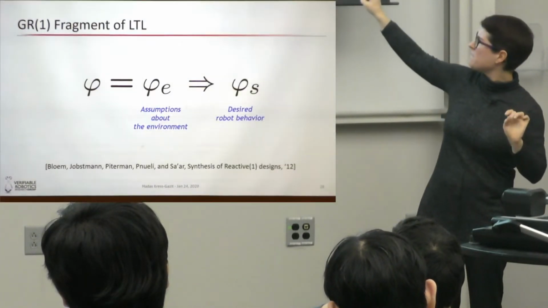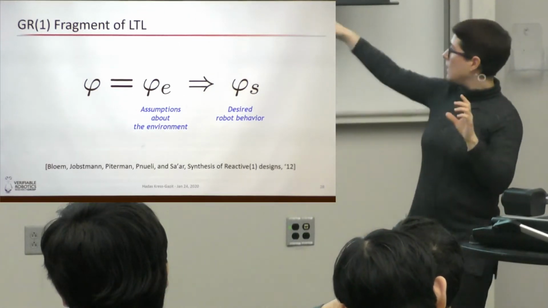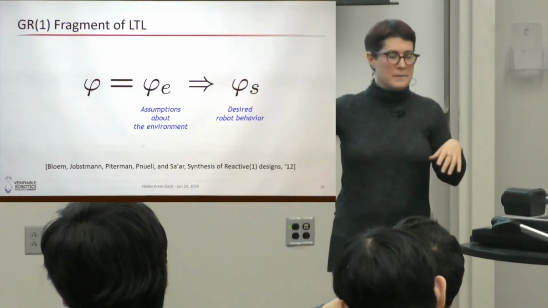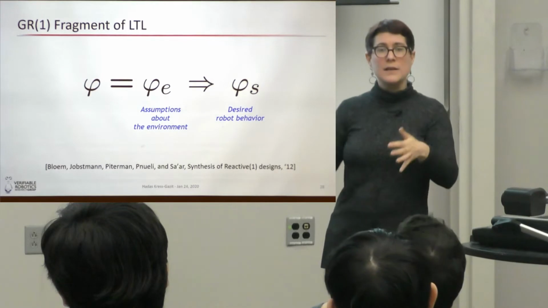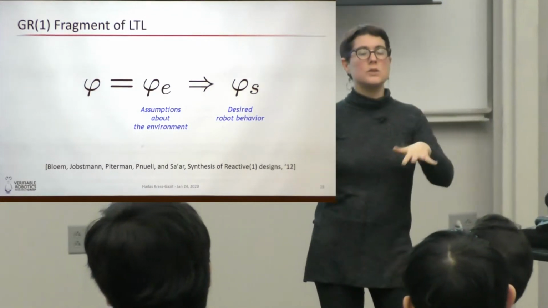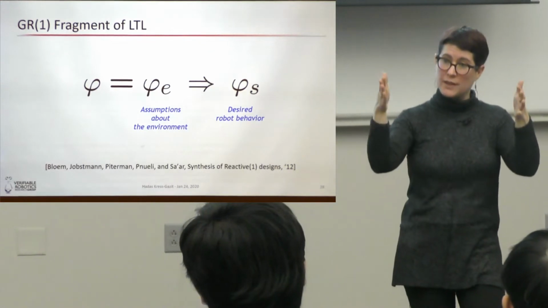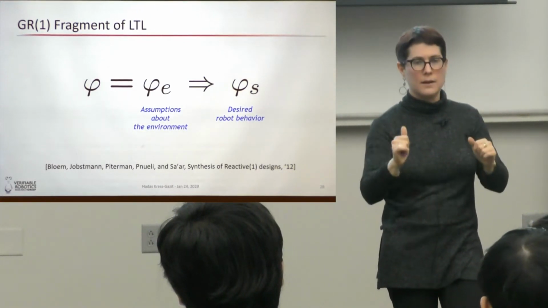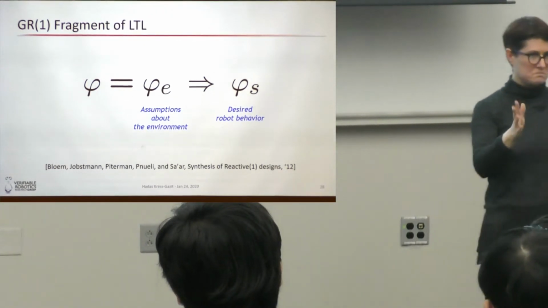Actually, it was a 2005 paper, 2003 maybe, the original paper was Pnueli, Piterman, and Sa'ar, and they came up with a fragment of LTL called the GR1 fragment. That fragment restricts the form of specifications that you're allowed to use, but the computation is also much better. It's polynomial in the state space. Still not great, but much better than double exponential.